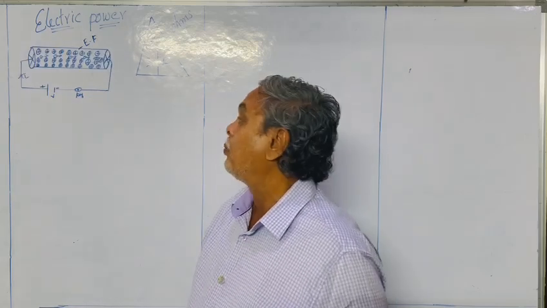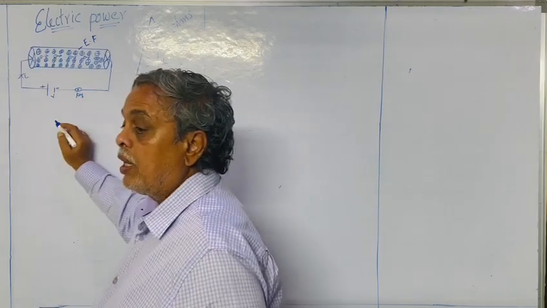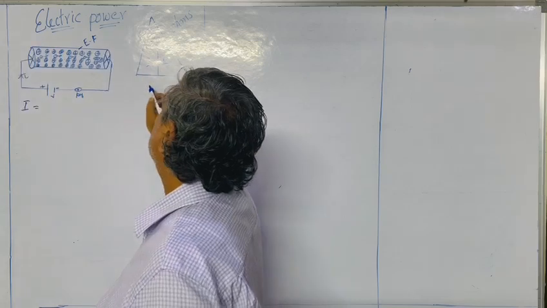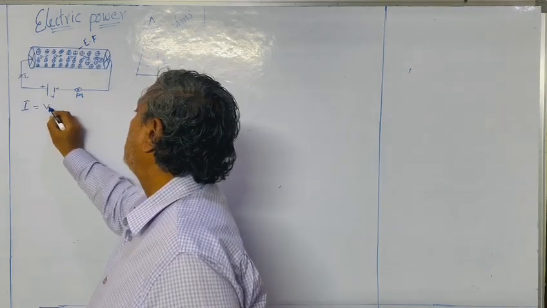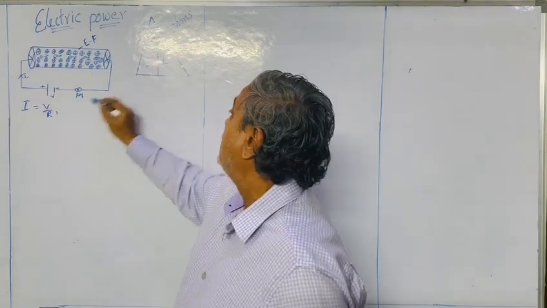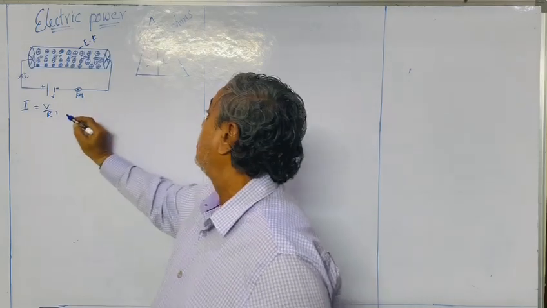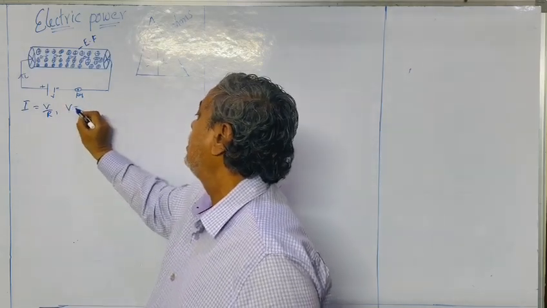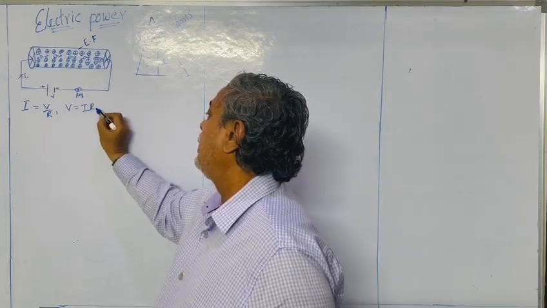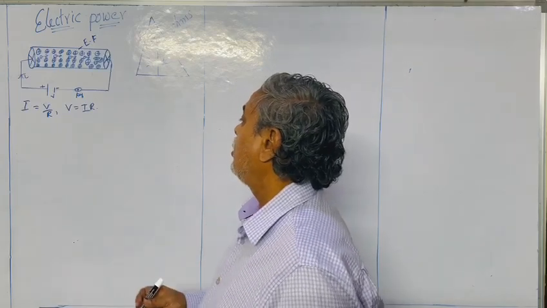What is power here? What is V? Tell me. What is I? I is equal to V by R. See, I is equal to V by R. Then V is equal to IR, current times resistance.